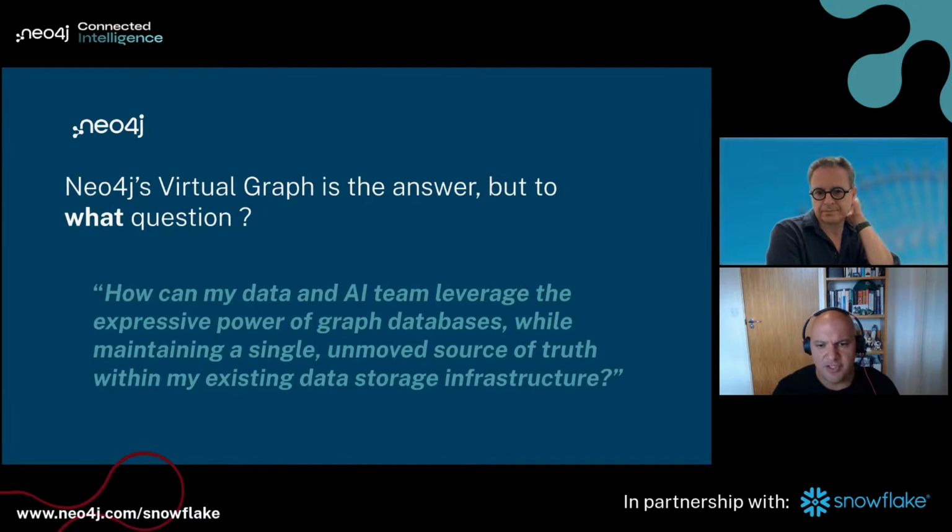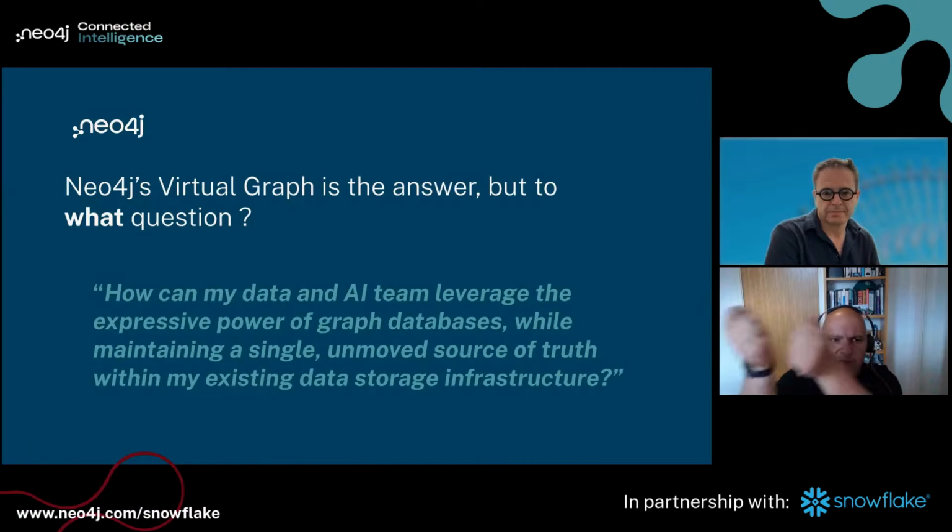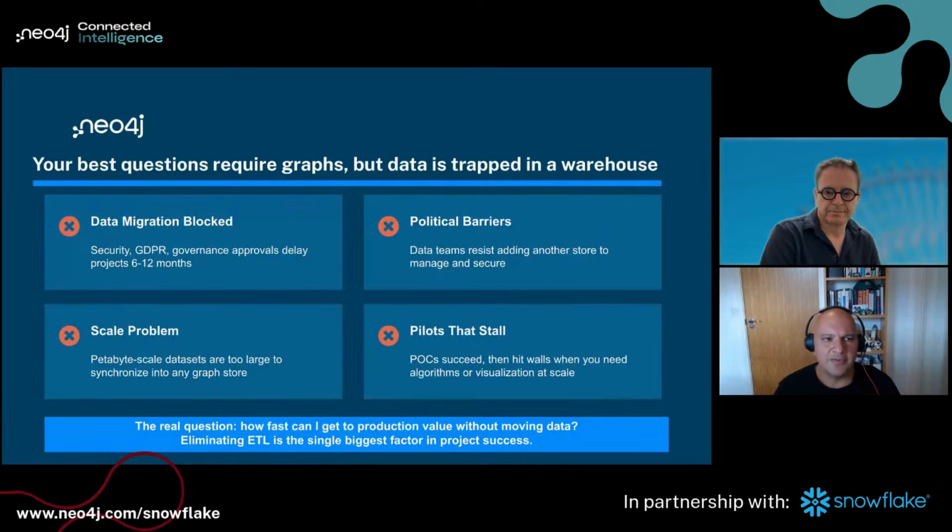This really leads to the question that you see on the screen. Most graph conversations start with "move your data into a graph," and we want to invert that a little bit. How do you get the expressive power of a graph while keeping a single unmoved source of truth in the systems that you already run? Everything from here is the answer to exactly that question. And my colleague Pedro will show you how that works in reality with real data as well.